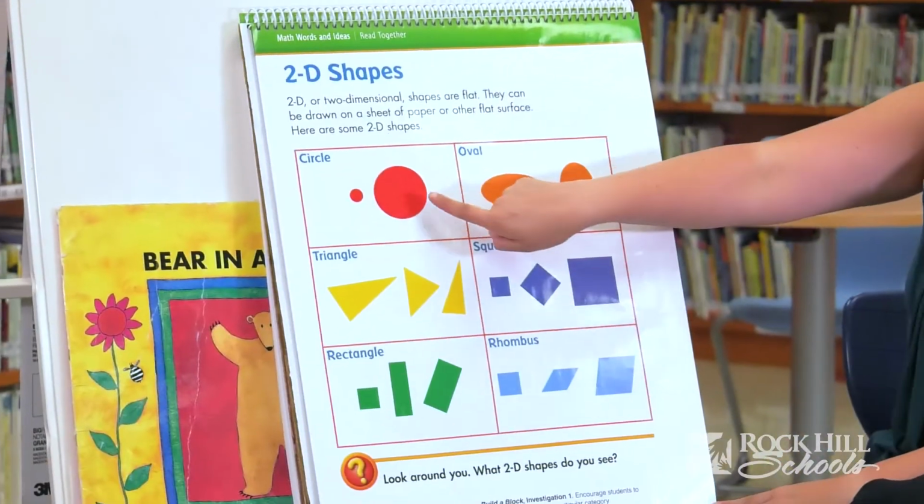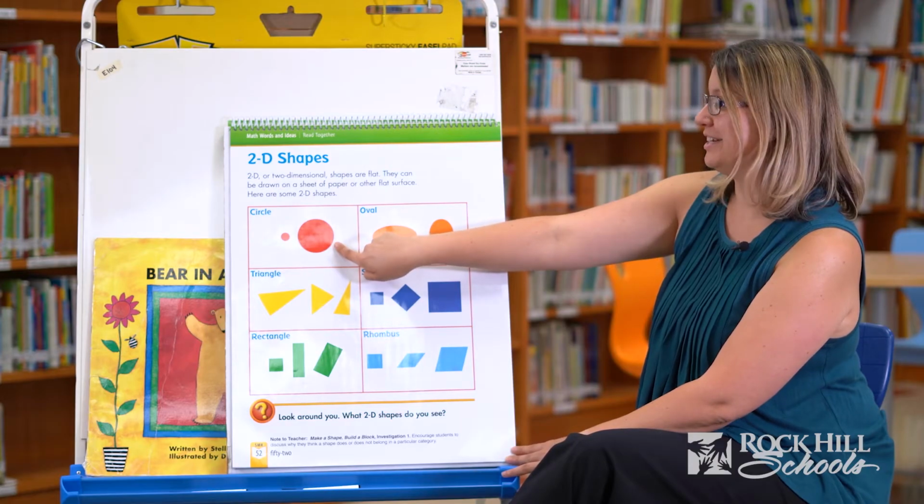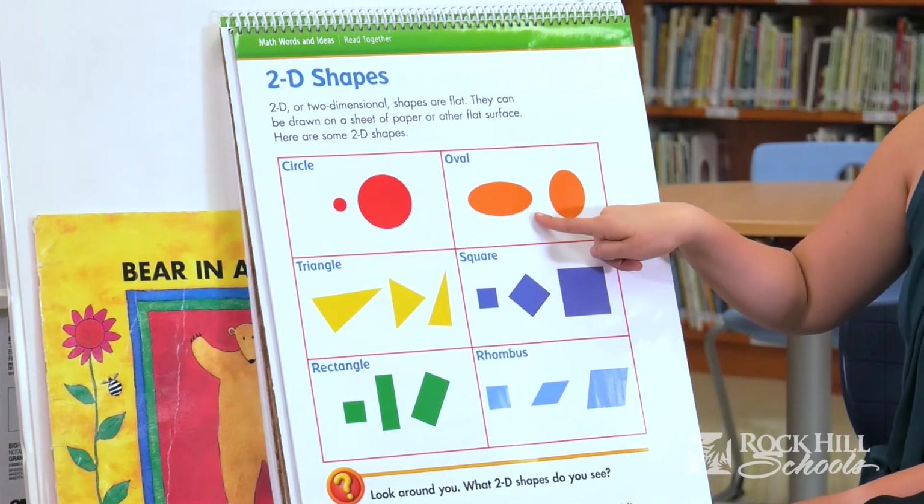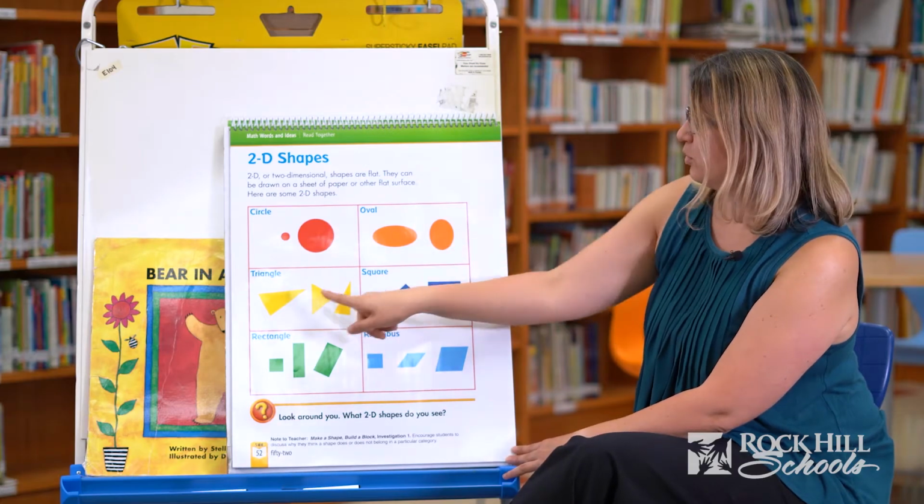Ready? What's this one? Circle. Good. What about this one? Yep, oval. What are these?